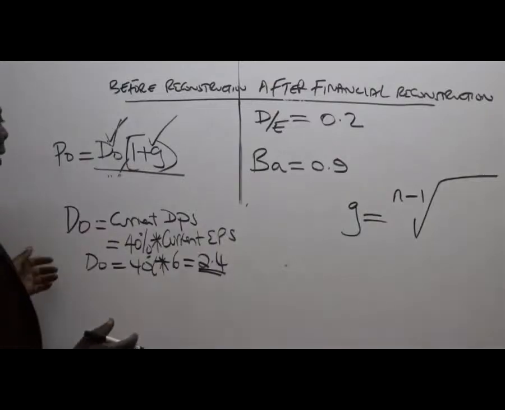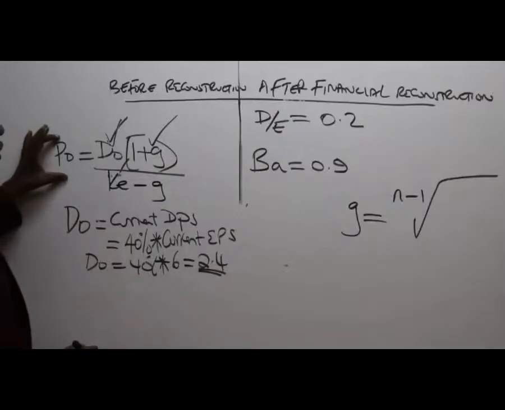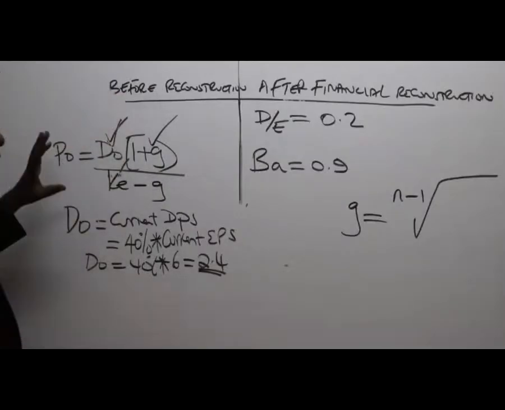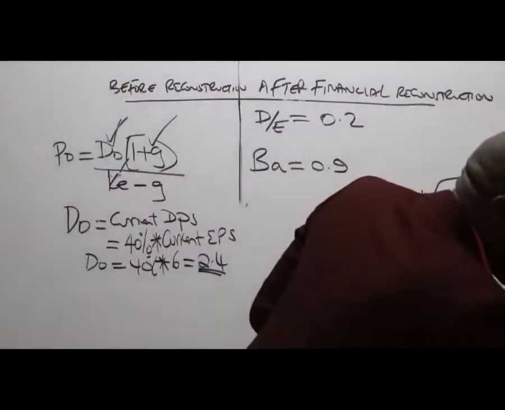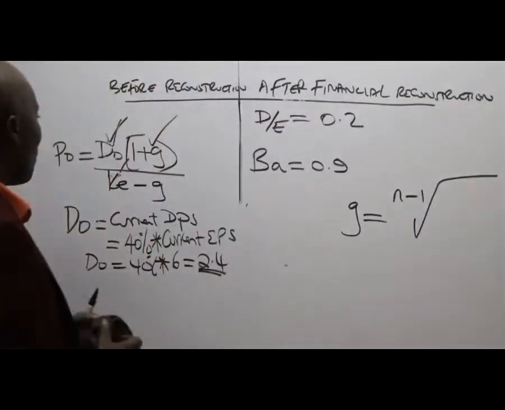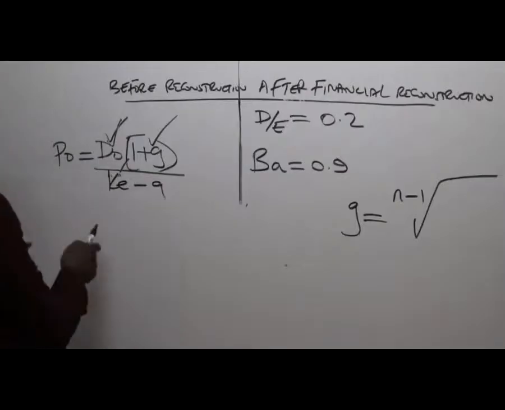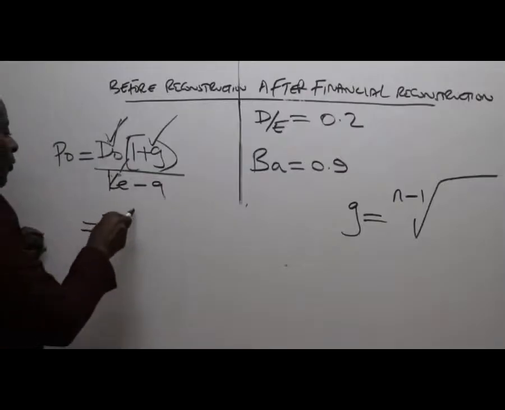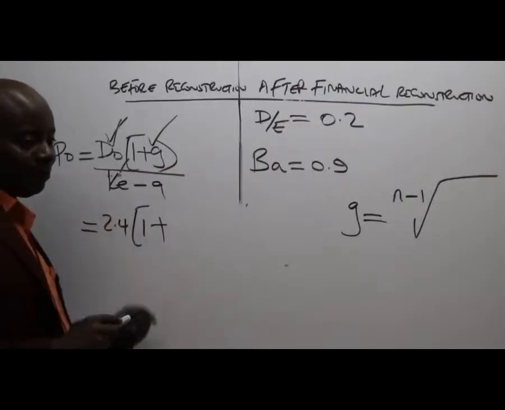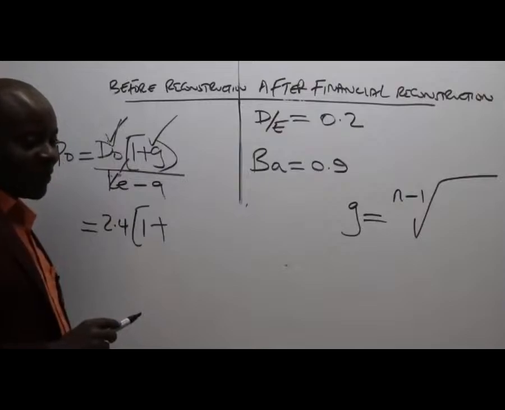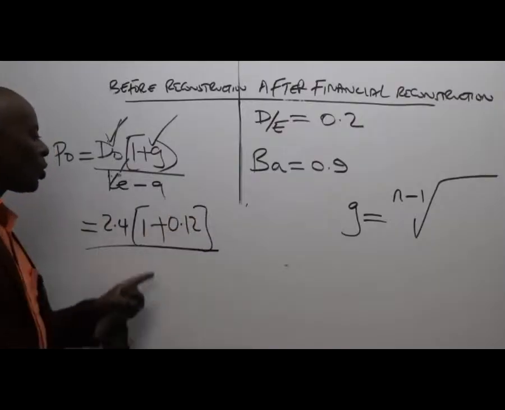Now we have everything. Please plug in to give us the P0 before reconstruction. So how is our P0 before reconstruction going to look? Do we have our D0? Yes, our D0 is 2.4. Do we have the growth rate? Is there somebody who can remind us what growth rate we got? It was 0.12. Thank you very much. All over the cost of equity.